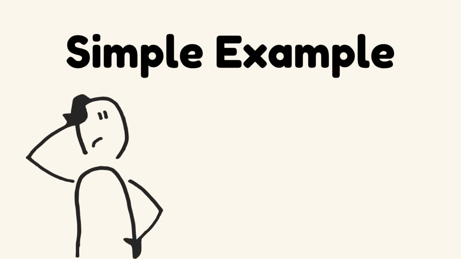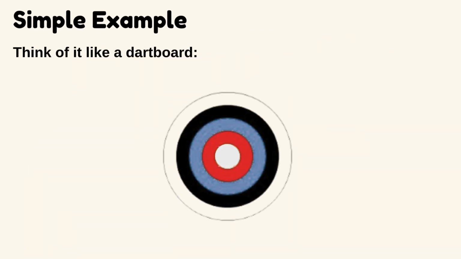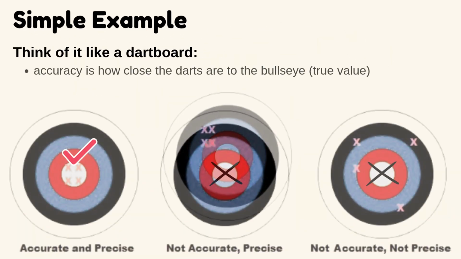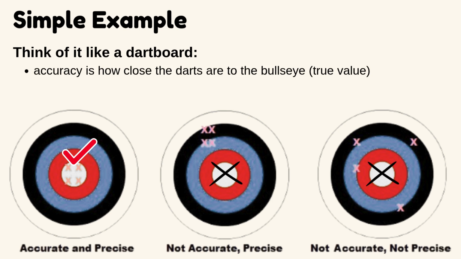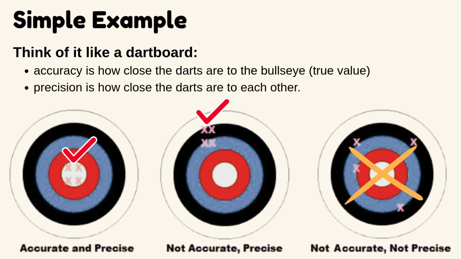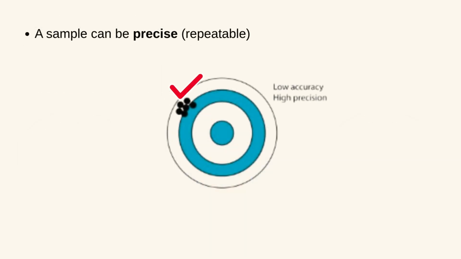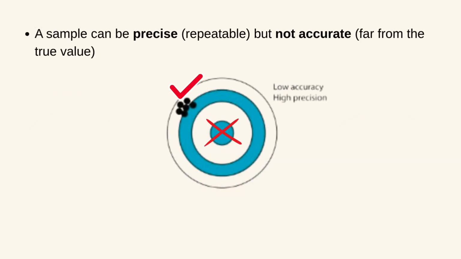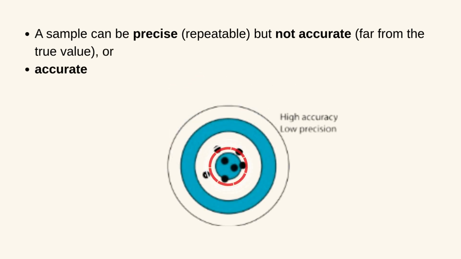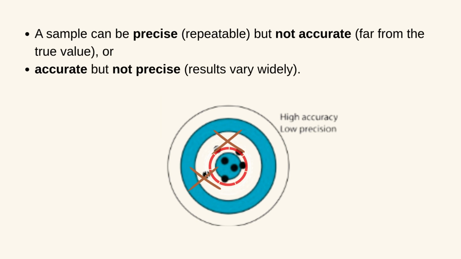Here is a simple example to understand it. Think of it like a dartboard. Accuracy is how close the darts are to the bullseye, the true value. Precision is how close the darts are to each other. A sample can be precise, that means it is repeatable, but not accurate, meaning it is far from the true value. Or, a sample can be accurate, but not precise, meaning that the results vary widely.